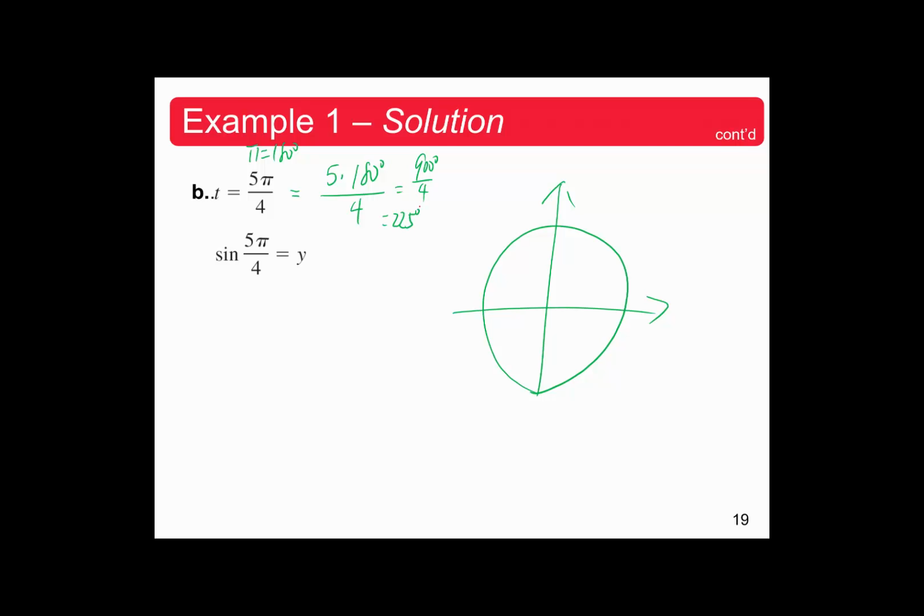So this angle must be located in the 3rd quadrant. So this is 180, another 45. So let's cut this into half and half. So this is 45. So the reference angle is 45 degrees.